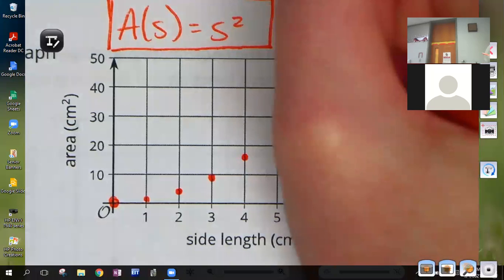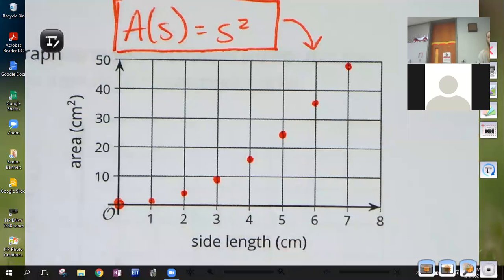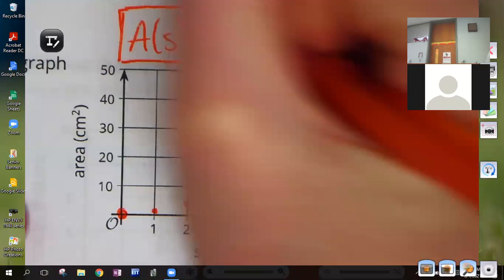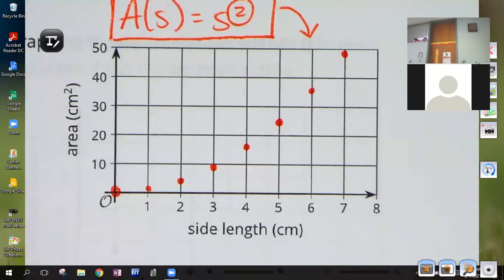Now I'm going to stop there because the 8's going to be off the graph and I don't want to mess up the line. All right, now when you're looking at this, what do you notice about the graph? It kind of has a curve. Now, we're not going to really get into that detail right now, but when we go further into functions, you'll learn that this type of function, anytime you have a square in it, your graph will curve.